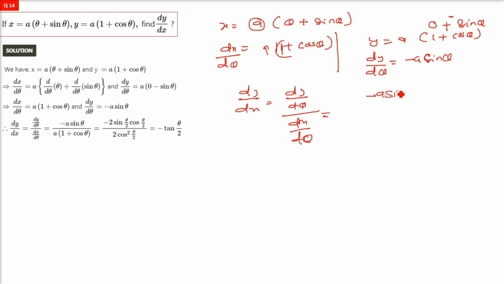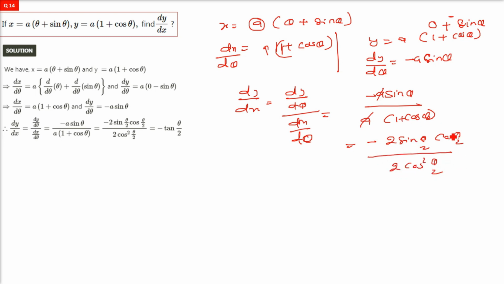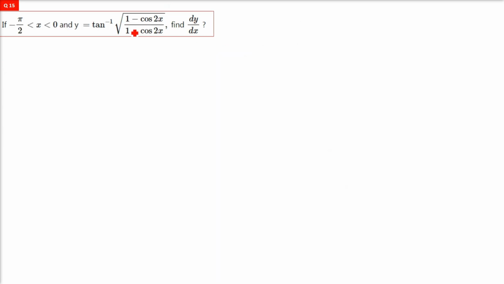So minus a sin theta divided by a(1 plus cos theta). a gets cancelled, minus sin theta by 1 plus cos theta. Now you can simplify it more, because sin theta is 2 sin theta by 2 cos theta by 2. 1 plus cos theta is what? It is going to be 2 cos square theta by 2. Cos theta by 2 cancels, 2 cancels, you get minus sin theta by 2 upon cos theta by 2, which is tan theta by 2. So negative tan theta by 2 we are going to get. This is going to be dy by dx.